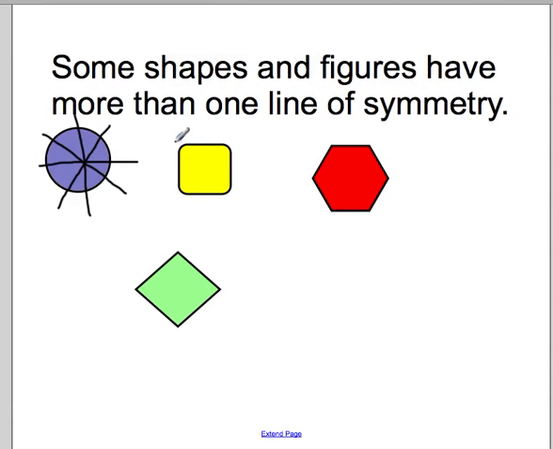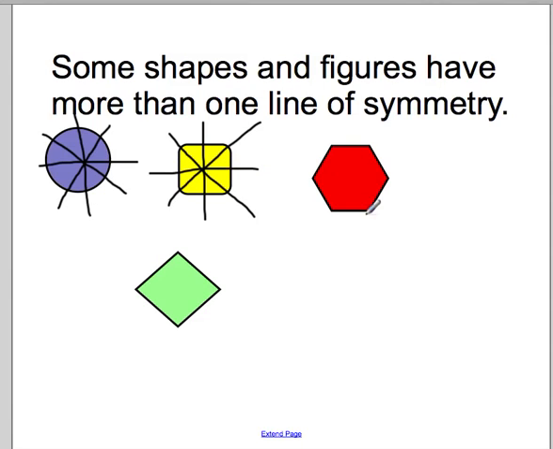For this one, I could do it beginning up here. This is symmetrical to this. I could have done it here. I could have also done it here because this side would be symmetrical to this side. I could have also done it here.